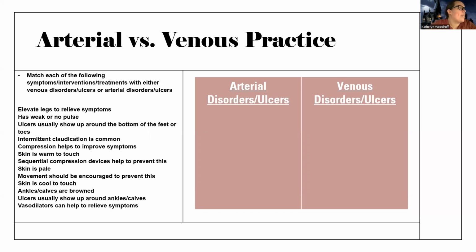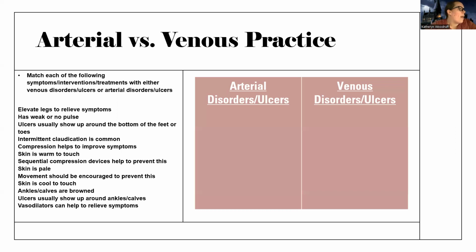The next one is has weak or no pulse. If you remember, weak or no pulse is the one where there's a flow to the feet issue. So that's going to be A for arterial. They have a flow to the feet issue, so they're going to have a weak or no pulse, whereas my venous counterpart is going to have a much better or regular pulse.